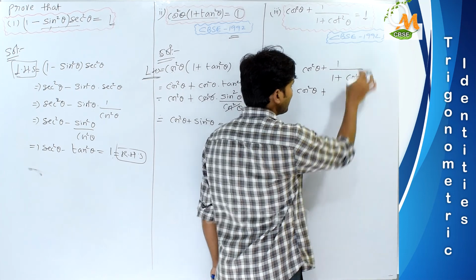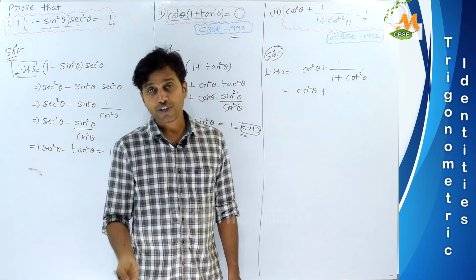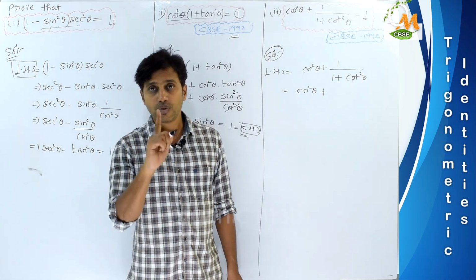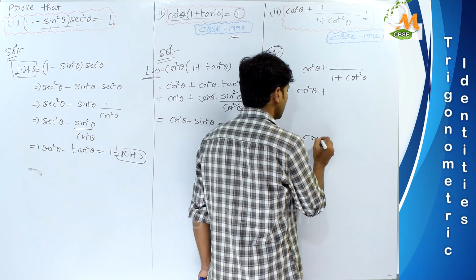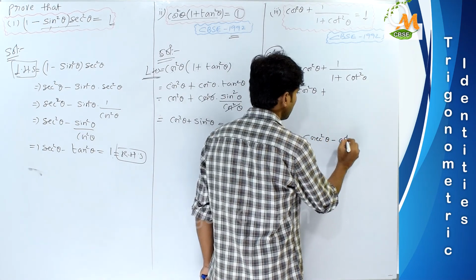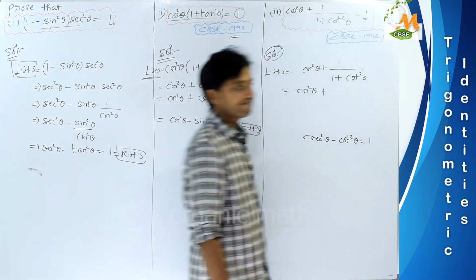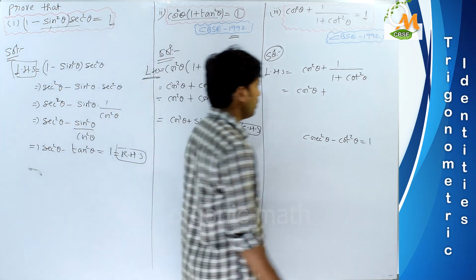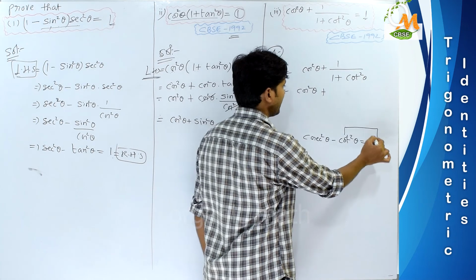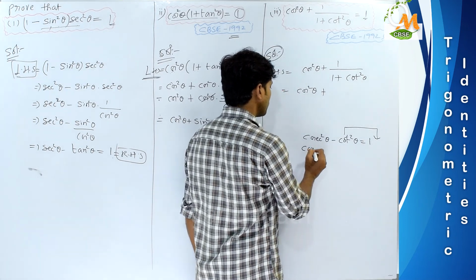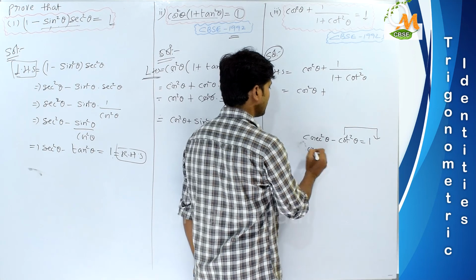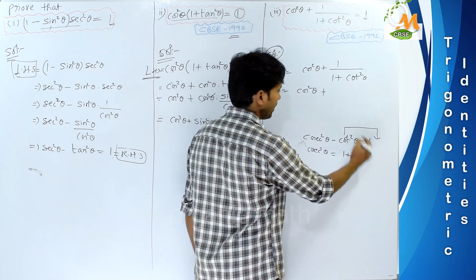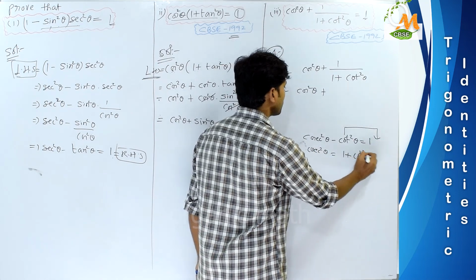Now for the second term, let me take advantage of the third trigonometric identity, that is cosecant square theta minus cot square theta equals 1. So here, cosecant square theta minus cot square theta equals 1. Now if you send this cot square theta to the other side of the equation, what does it become? Cosecant square theta equals 1 plus, the sign changes from minus to plus, so that would be plus cot square theta.